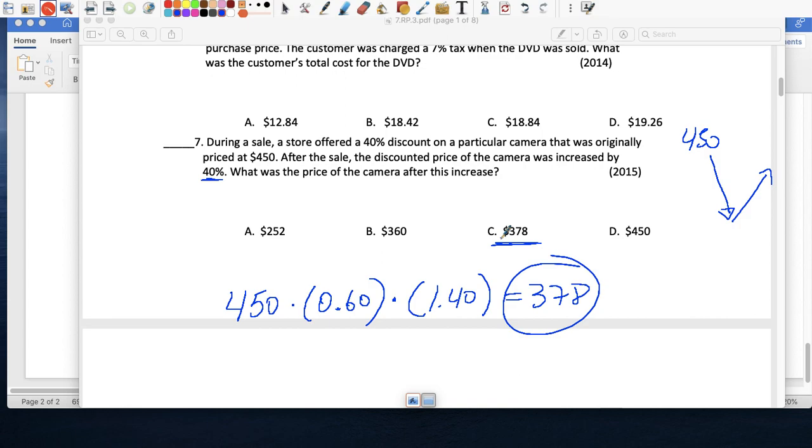Okay. Again, that's the most direct way. If you're not comfortable doing that, you have 450. You figure out what the discount is, and then subtract from 450. Right? And then you figure out what 40% is of the new price, and then you add it to the price. So it's the same thing, but a little bit longer.